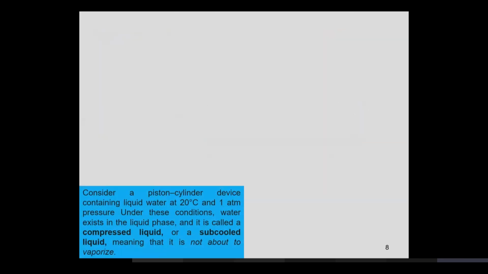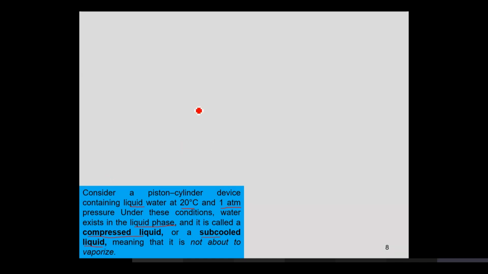So let's say I have a piston cylinder device which contains liquid water at 20 degrees centigrade and 1 atmospheric pressure. At this condition, my water should be in which phase? Liquid phase, sir. All right. So under these conditions, your water is in the liquid phase. This liquid is also known as compressed liquid or subcooled liquid.